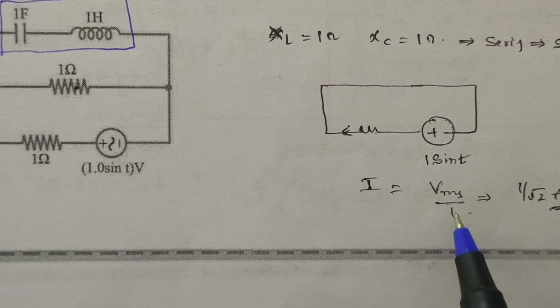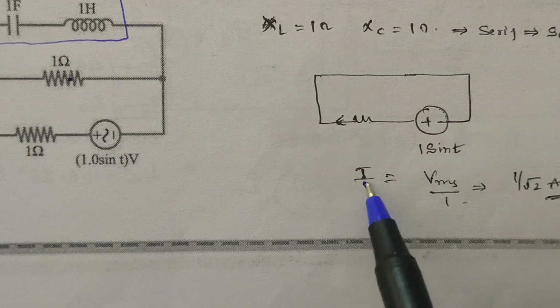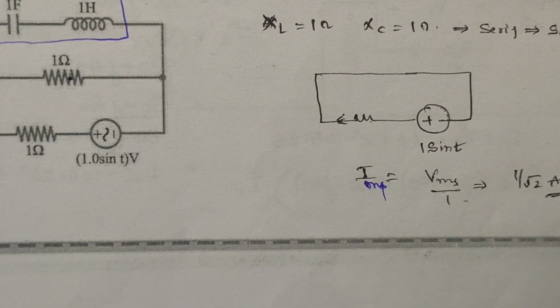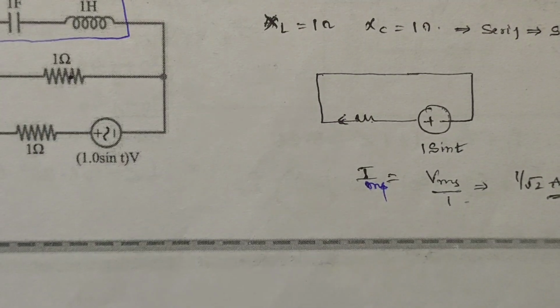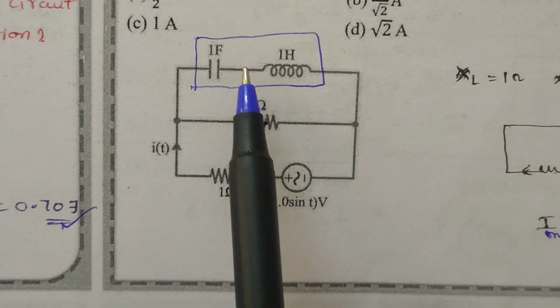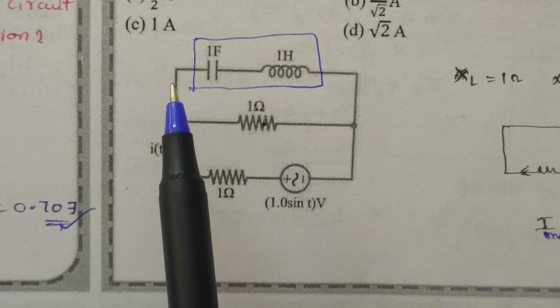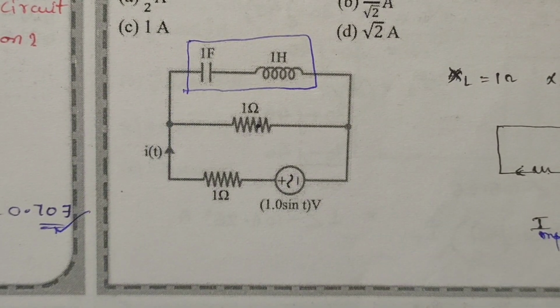Overall you will get I_RMS is equal to V_RMS by 1, that is 1 by root. In this problem you have to keep in mind that when an inductor and capacitor having the same value are connected in series, then both will get short circuited.